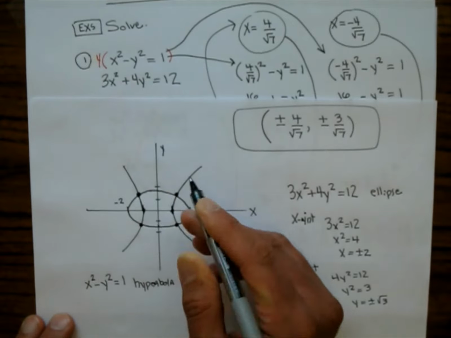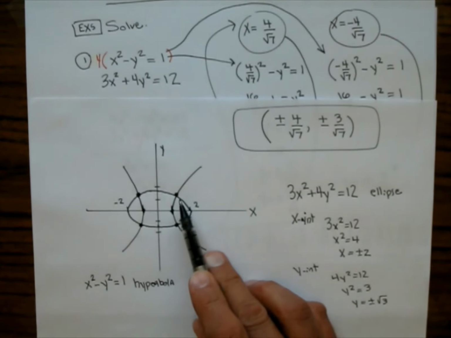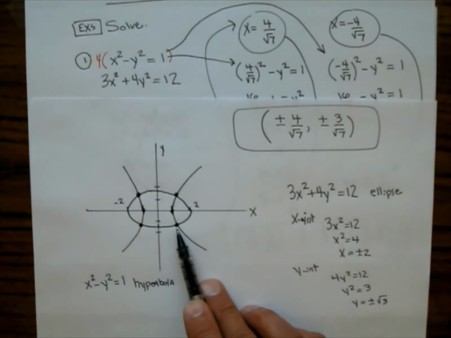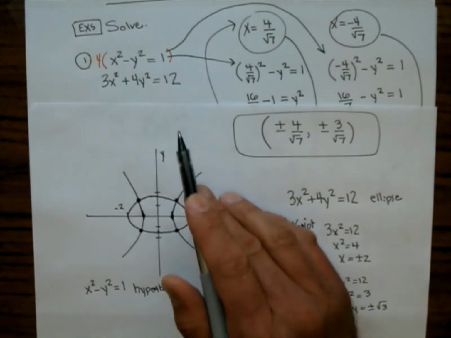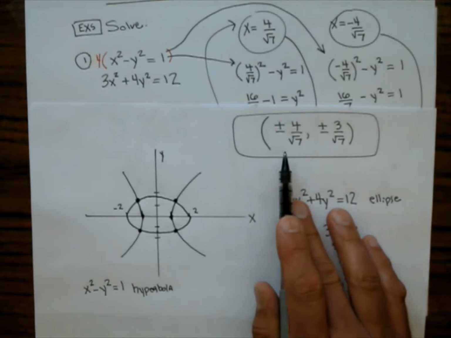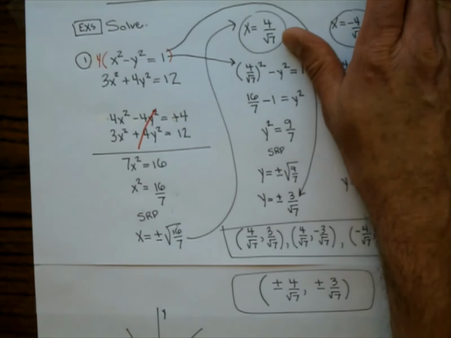I know it looks like there are 6 points, but I was just doing the x-intercepts. So this one right here must be 4 over root 7, comma 3 over root 7. And then this one is 4 over root 7, negative 3 over root 7, and you can label the other ones as well. So this picture verifies that there are 4 solutions, which we got here, and some of you may prefer to write the solutions like that. Let's go ahead and do the next problem.